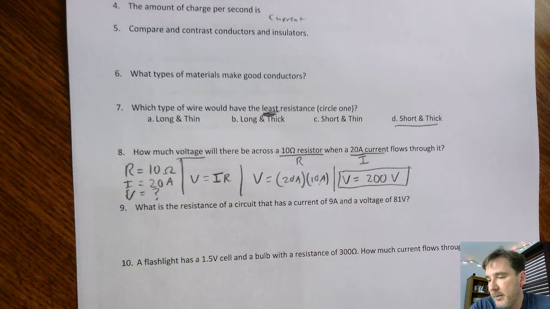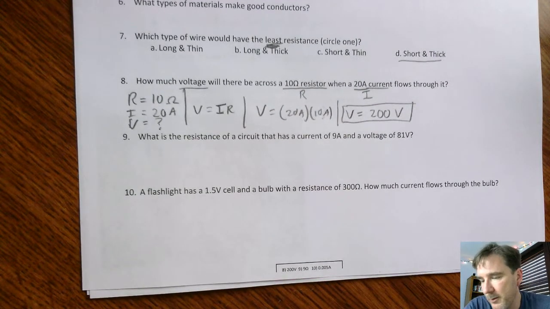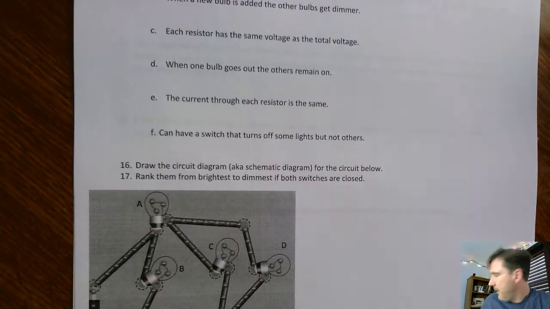9 and 10, like I said, are pretty much just variations of the same thing. So the answers, in case you didn't notice, are down here. So hopefully I got the correct answer, and I did. So 200 volts I multiplied. All right. Not seeing any questions just yet, and that's okay. So I'm going to move on.